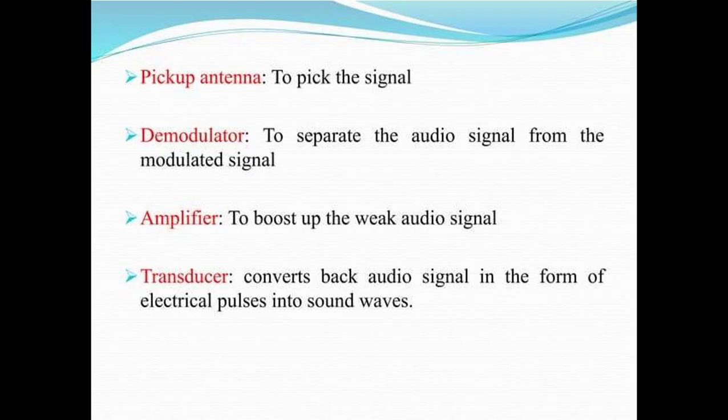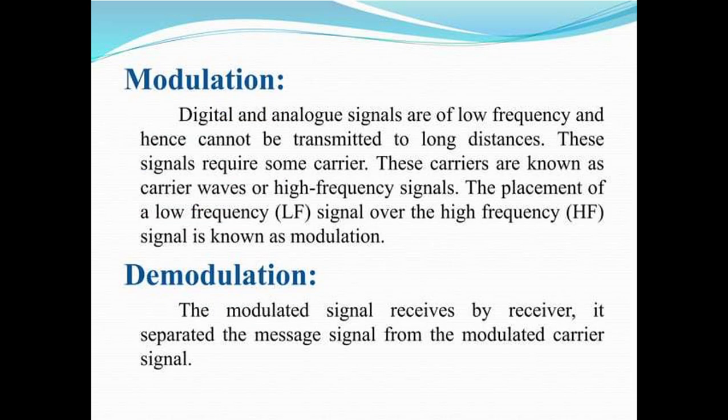Pickup antenna to pick the signal. This is the working of the pickup antenna. Next, the demodulator separates the audio signal from the modulated signal. The amplifier boosts up the weak audio signal. This is the main purpose of using it as an amplifier part. Next, the transducer converts the audio signal, in the form of electrical pulses, back into sound waves.